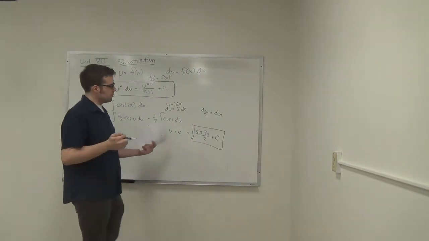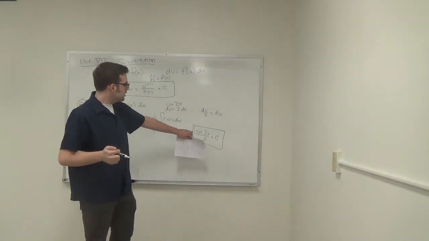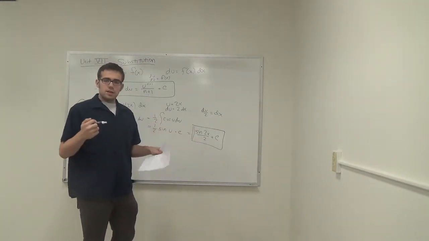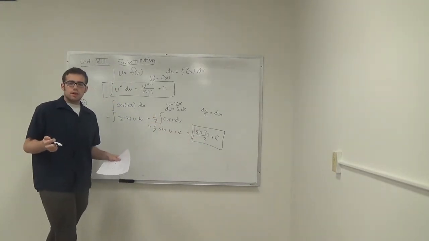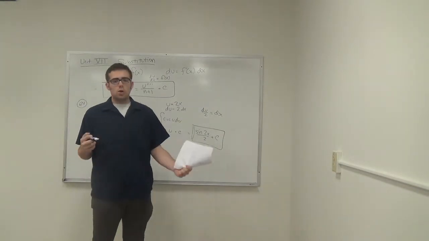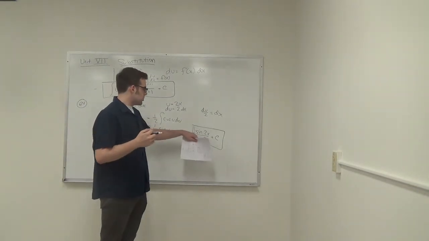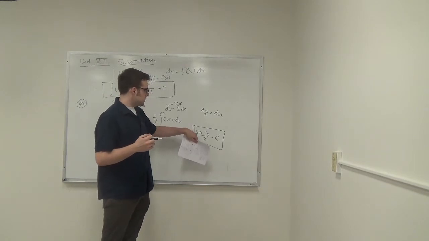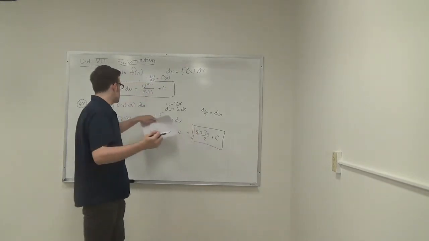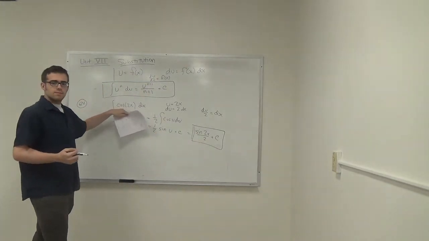And once again, we can check this using the chain rule, and this is a very quick check. So the derivative of sine of 2x is 2 cosine of 2x. 2 times cosine of 2x divided by 2 is cosine of 2x. Cosine of 2x is up here.